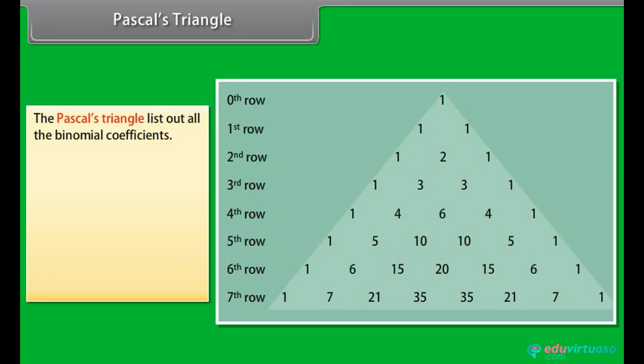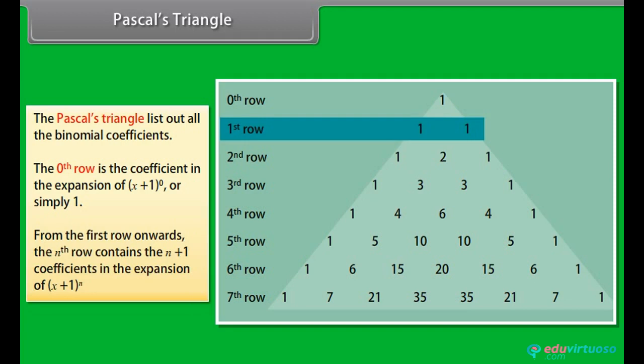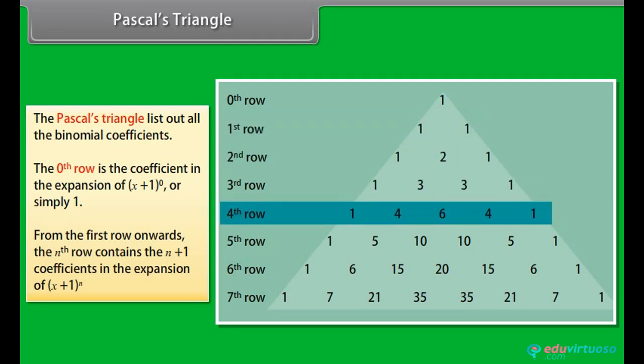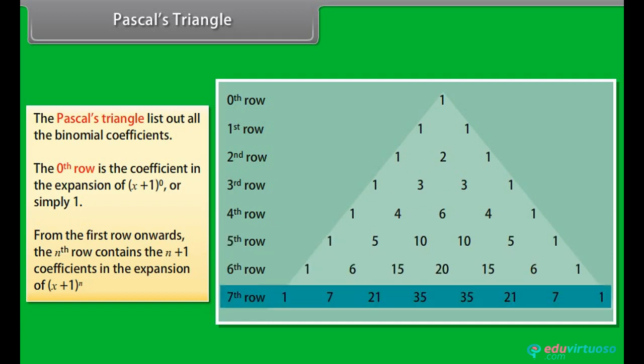Pascal's triangle. Pascal's triangle lists out all the binomial coefficients as shown in the figure. The zeroth row is the coefficient in the expansion of (x+1)⁰, or simply 1. From the first row onwards, the nth row contains the n+1 coefficients in the expansion of (x+1)ⁿ.